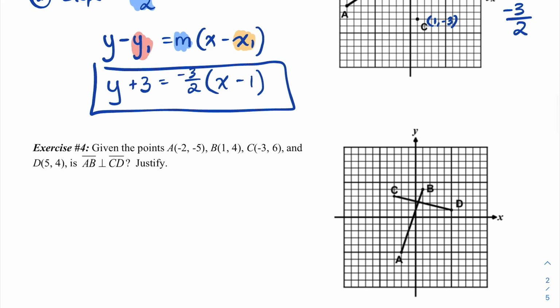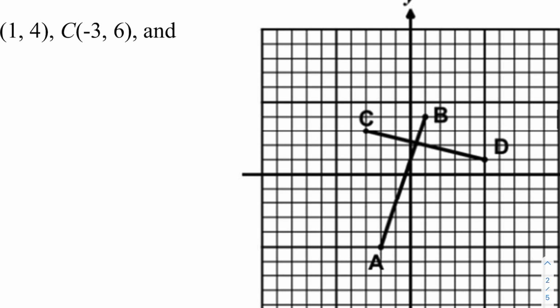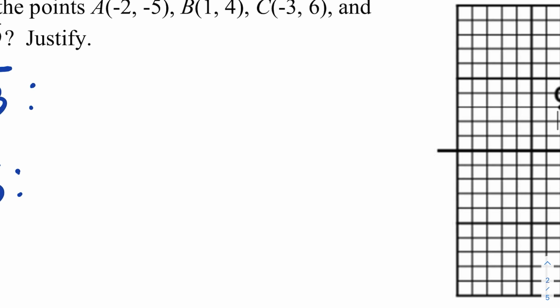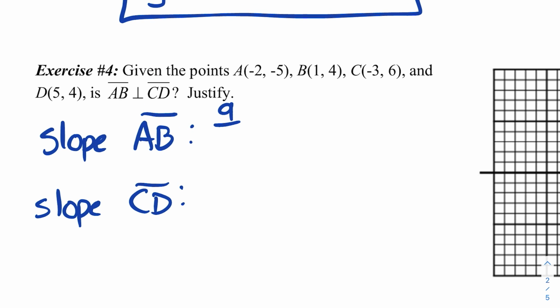Okay, given the points A, B, C, and D, is AB perpendicular to CD? The only way they're going to be perpendicular is if they have negative reciprocal slopes. Let's go ahead and find the slope of AB. Let's find the slope of CD. And let's see if they are negative reciprocals. So AB, I'm going to count it up 1, 2, 3, 4, 5, 6, 7, 8, 9 over 1, 2, 3. So AB up 9 over 3. In simplest form, that reduces to 3.